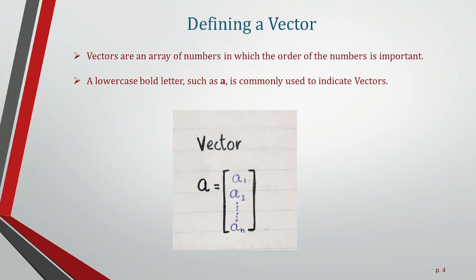Vectors can be thought of as an array of numbers, where the order of numbers also matters. They are typically represented by lowercase bold letters such as A. The individual numbers are denoted by writing the name with a subscript indicating the position of the individual number. For example, A1 is the first number and A2 is the second number, and so on. If we want to write the vector in numbers, then we enclose the individual elements in brackets, as you can see here.